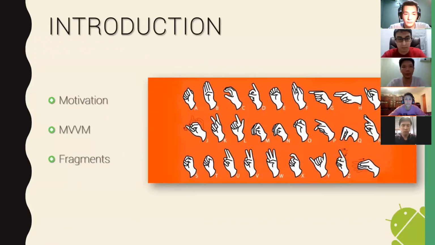So in our project, we used MVVM architecture, which is model view model, because with this architecture, we are able to separate business and UI logic in our projects. And also fragments were used, which are lightweight activities.